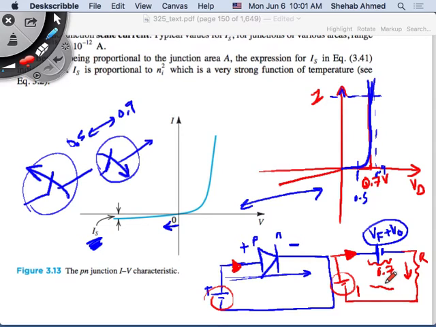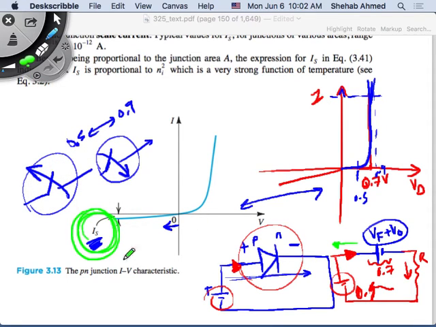If this is 0.5, what's going to happen? If I look at this circuit, what's the current flowing in this circuit? It's going to be 0.5 minus 0.7 divided by R. But this is only a fictitious thing, because this would flow in this circuit. But actually, physically, my diode here is limiting this current in the opposite direction to this saturation current.